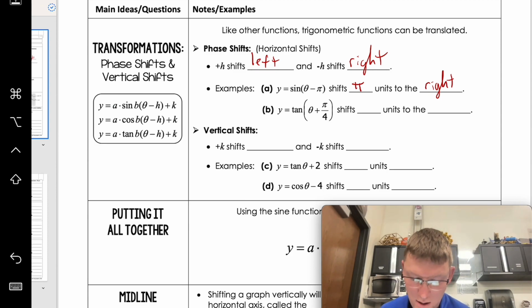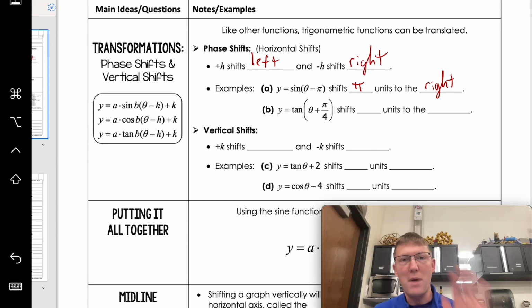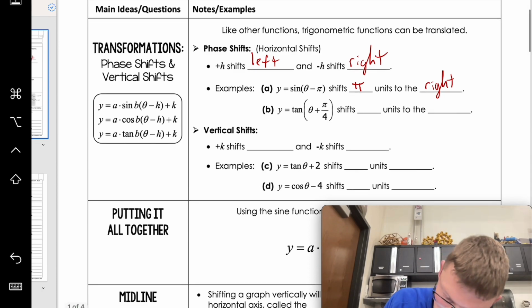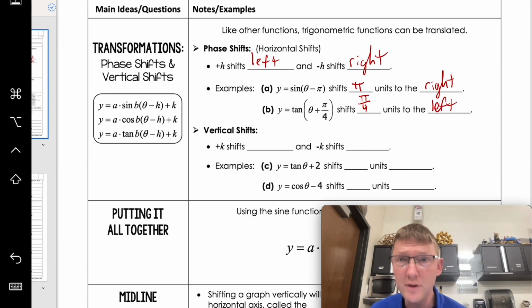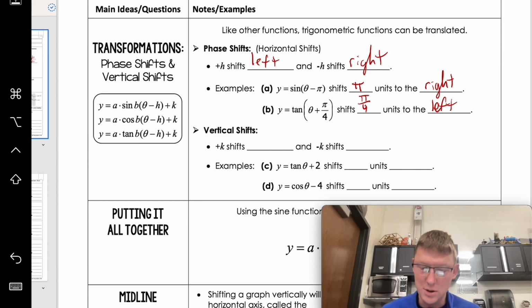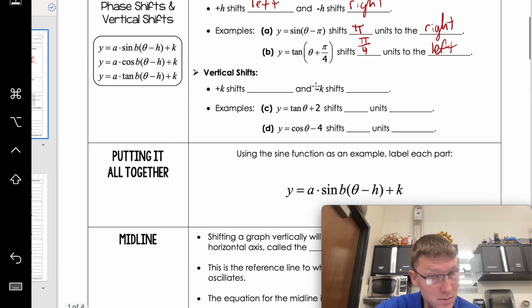So then example B, y equals tangent of theta plus pi over 4. So in that case, it's minus a negative, so our h is a negative number. So that means it's going to be pi over 4 units to the left. This is the very same process we went through with normal functions. So hopefully we're starting to see a pattern here, maybe.